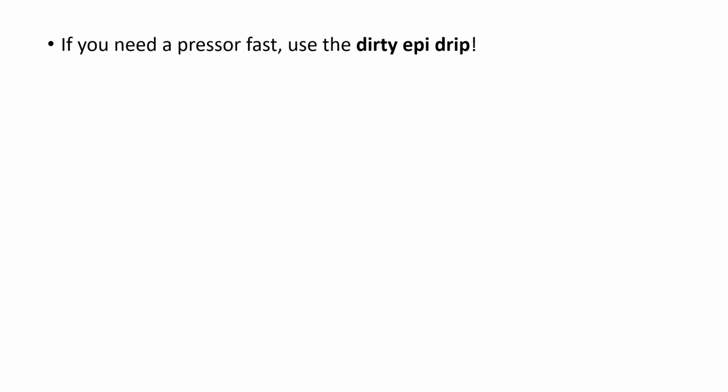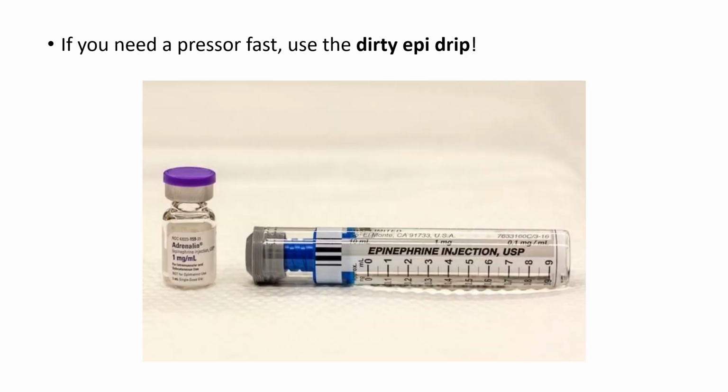So if you need a vasopressor right now and you don't have time for somebody else to mix it up for you, you can do this yourself using something called the dirty epi drip. This is really, really easy. All you got to do is head over to the crash cart and get a vial of epinephrine. Doesn't matter what it looks like or what the concentration is, because on the crash cart, they're all going to contain 1 milligram. So you draw up that 1 milligram, and then you squirt it into a 1 liter bag of normal saline.